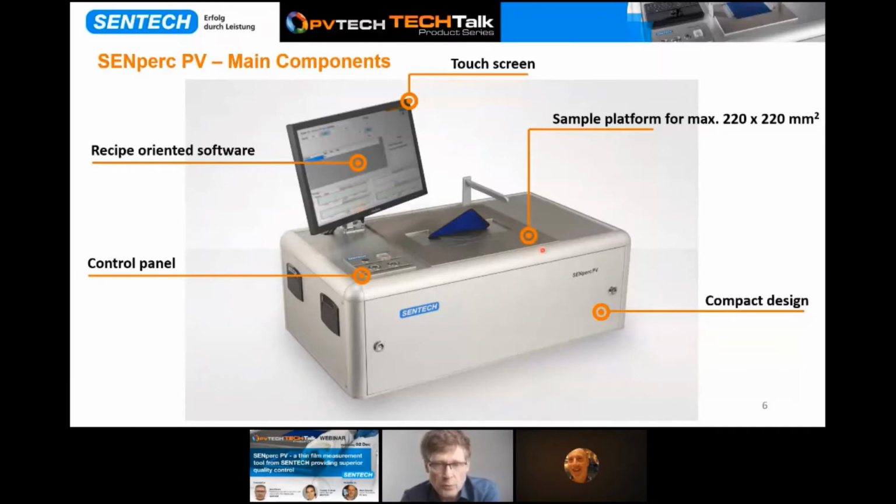Here at the top, we can see the sample platform. This one holds solar cells with dimensions up to 220 by 220 square millimeters. The measurement position will be here, up in the center position. We can also see the touch screen with the recipe-oriented user interface on top. At the top front left side, we find the control panel for the operator.